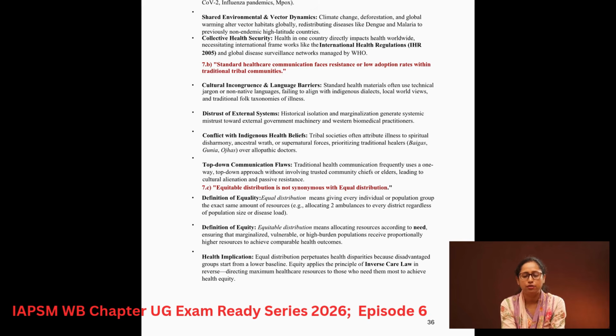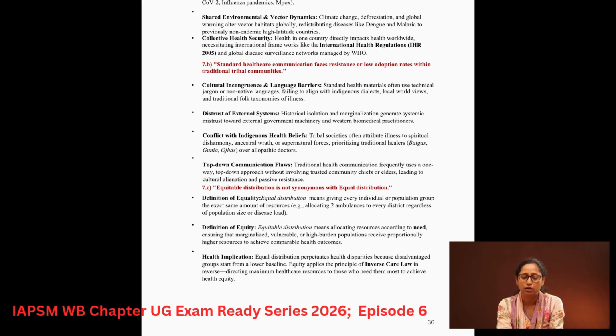So, equal distribution here means giving every individual or population group the exact same amount of resources, that is equal, but equity, equitable distribution, is the allocation of resources according to the need. So, equitable distribution is need based, okay, ensuring that marginalized, vulnerable or high burden population receive proportionally higher resources to achieve comparable health outcomes. Now, what is the health implication?